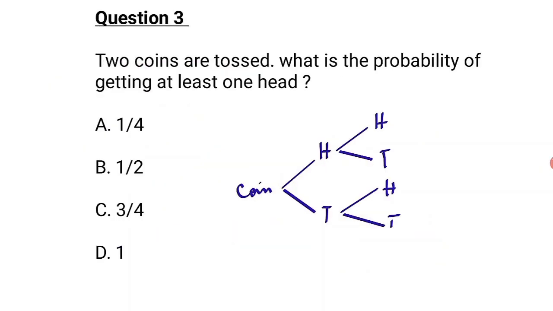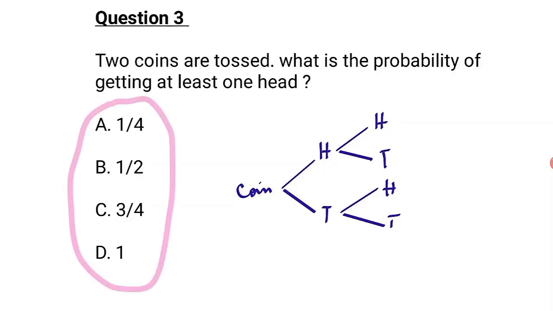This is question 3. The question states, 2 coins are tossed. What is the probability of getting at least one head? So we have the options here. A is 1 over 4, B 1 over 2, C 3 over 4, and D equals 1.